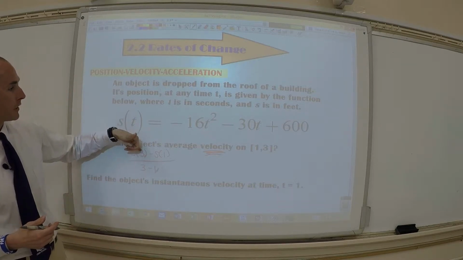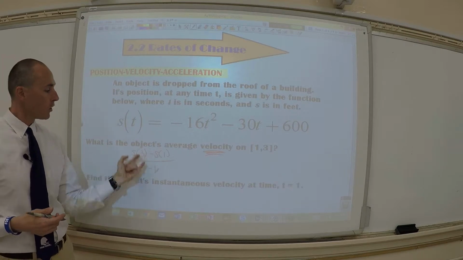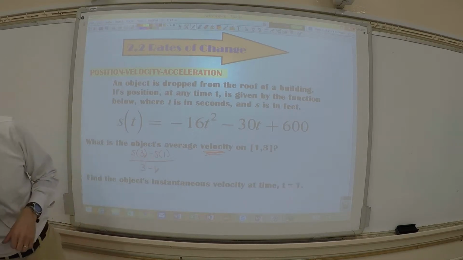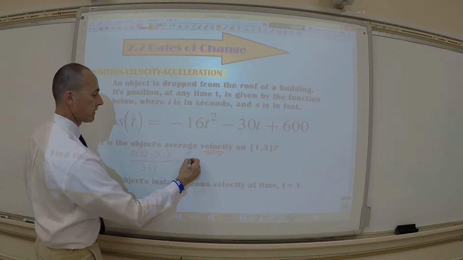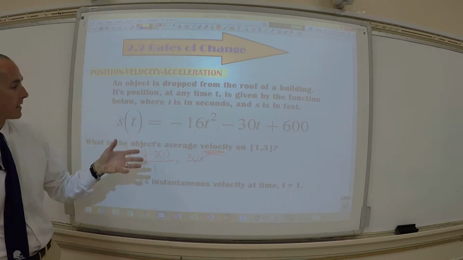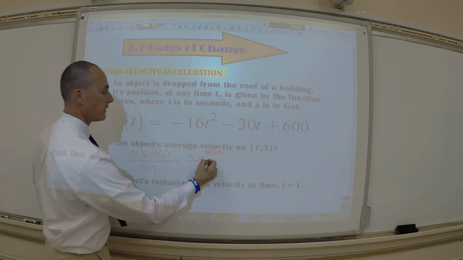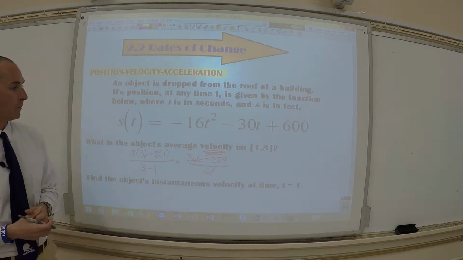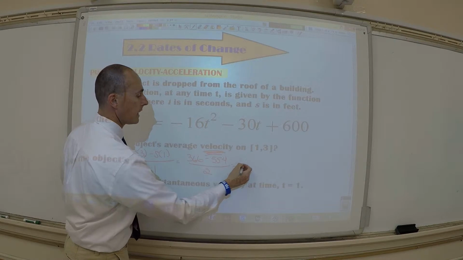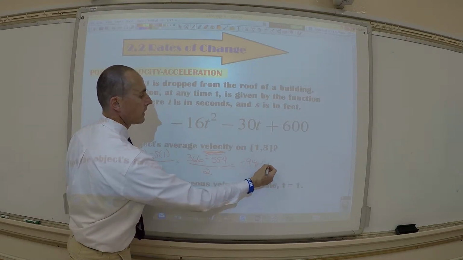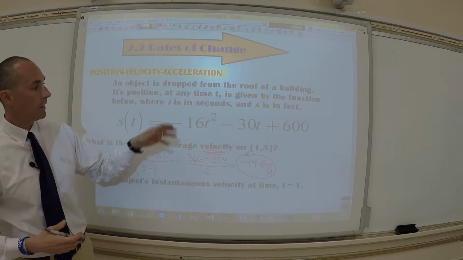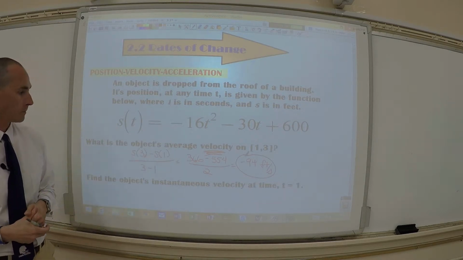So we would plug in 3 first, or we could plug in 1 first, as long as you stay consistent with the bottom. If we plug in 3 first, we get 366. And we plug in 1 next, and we get a position of 554. Then we're going to divide that by 2. When all is said and done, we get a value of negative 94 feet per second. That's my average velocity throughout the trip on that time interval 1 to 3.